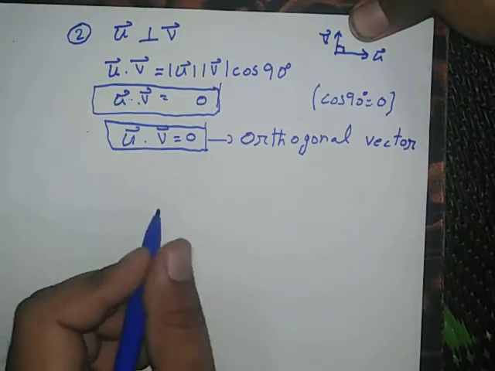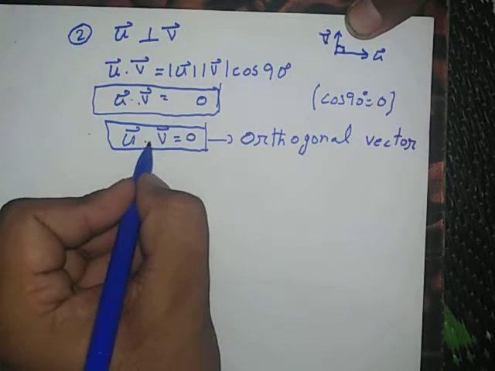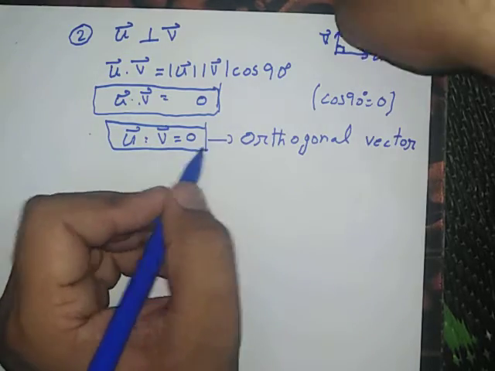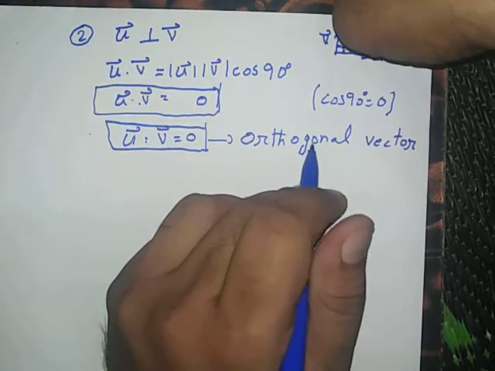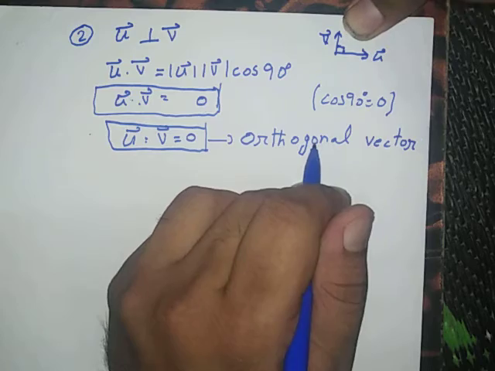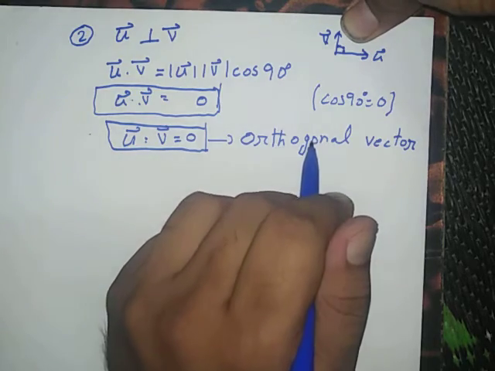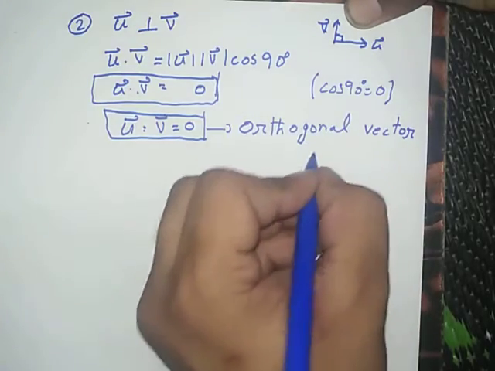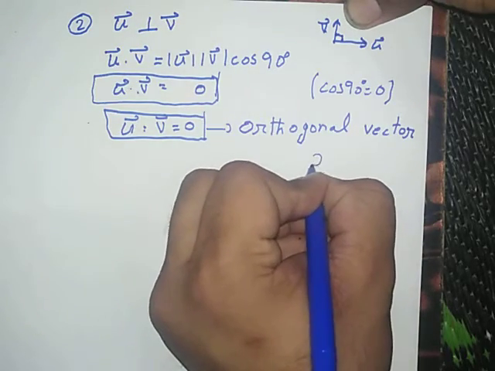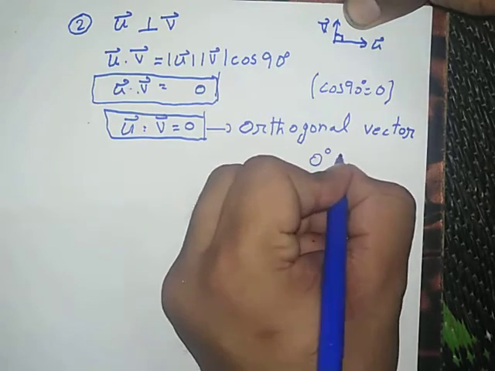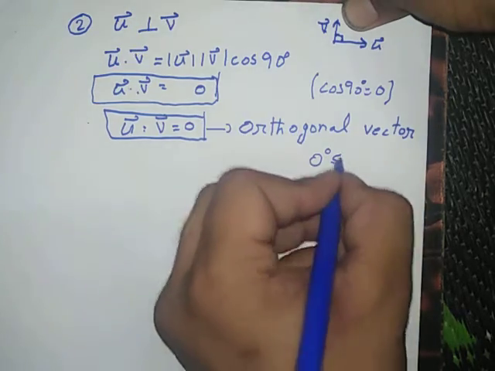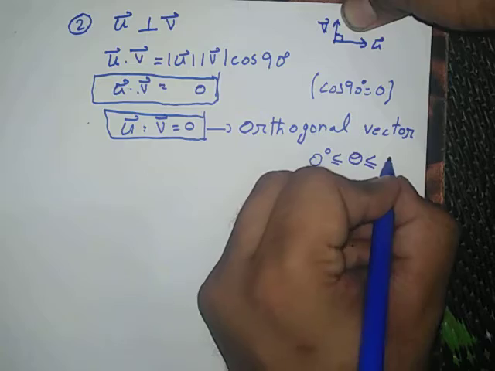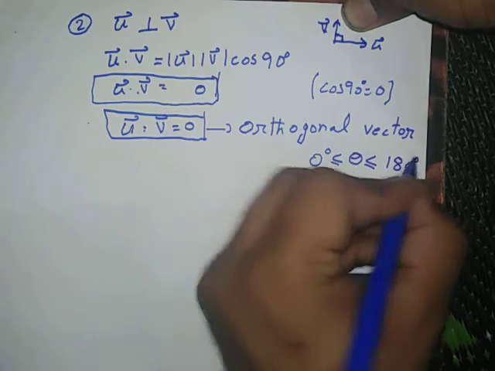Orthogonal vectors. This is the criterion for orthogonal vectors: if the dot product of the two vectors equals 0, then the vectors are known as orthogonal vectors. We can draw a figure here using the restriction that we used at the beginning of the lecture. 180 degrees.